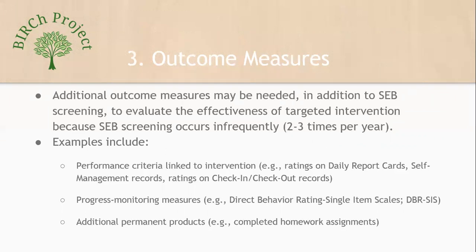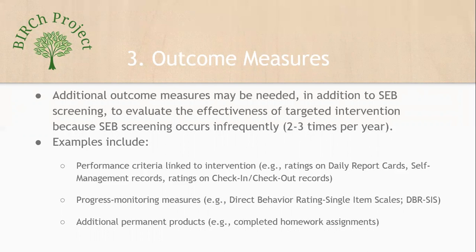Because social, emotional, and behavioral screening tends to happen only 2 to 3 times a year, it's not frequent enough to really measure progress in the short term. So we need additional measures in addition to the screening data to help us make decisions in real time as to whether or not an intervention is working. So examples of these additional outcome measures may include things like performance criteria that are embedded within each intervention.